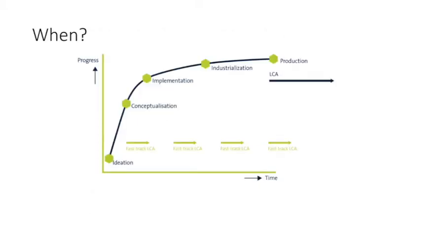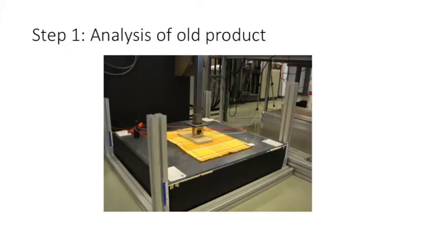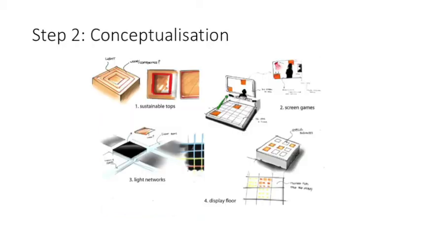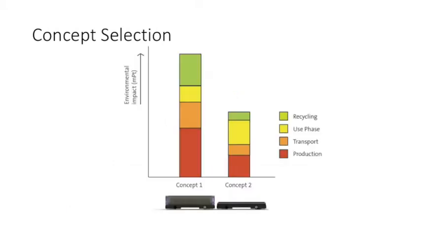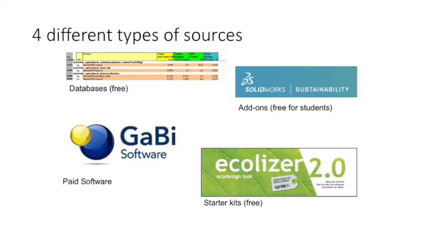And also you can do fast track analysis in the conceptualization phase. You could start with an analysis of an old product or a competitor product. And if you know all the impact of the components, you can start to improve and conceptualize new ideas that are more sustainable. And if you have different concepts, you could do a fast track lifecycle assessment for each concept, and then you can compare them and choose the most sustainable one. And there are different ways to go about this.